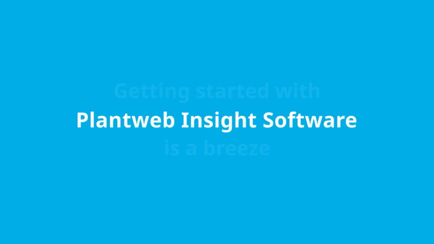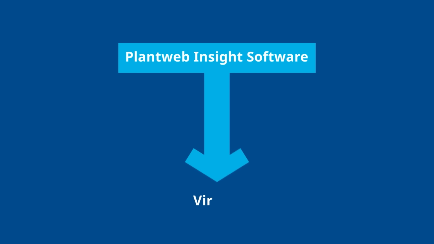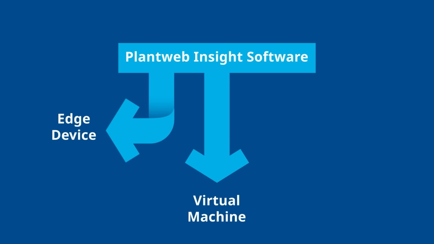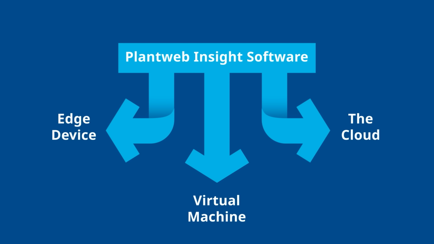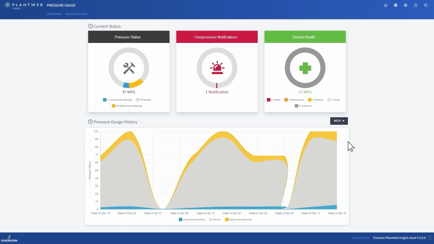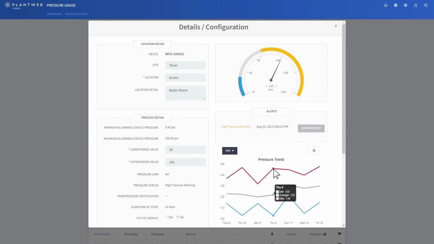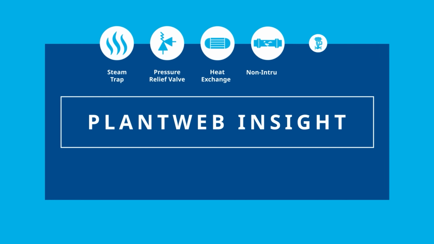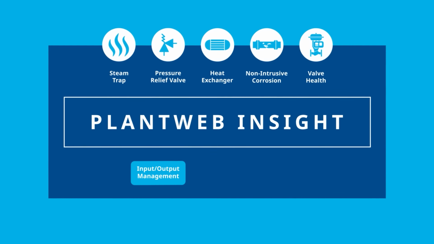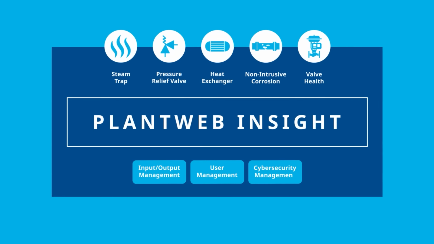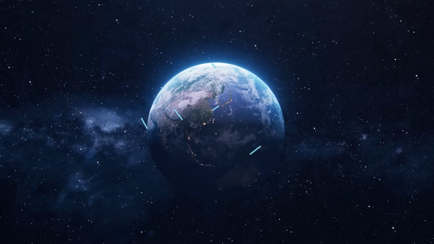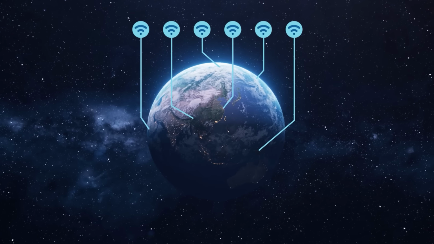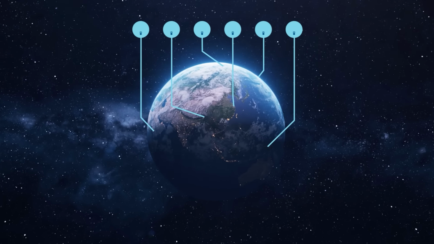Plantweb Insight can be installed on existing hardware as a virtual machine, as a standalone edge device, or even in the cloud. The software and dashboards are easy to use and intuitive. Since the applications are run on a common Plantweb Insight platform, data management, user management, and cybersecurity are simplified. If you have multiple sites, you can be sure that the results you're getting are reliable and consistent across the enterprise.